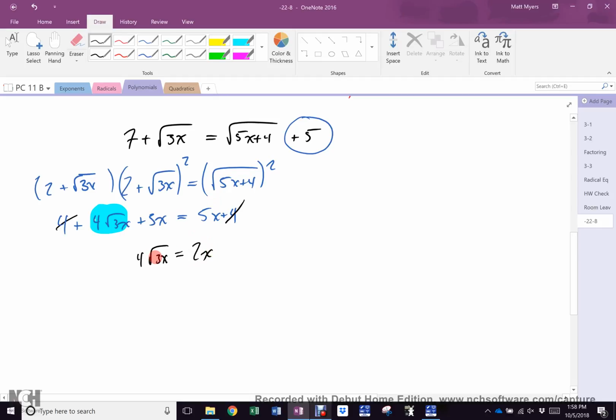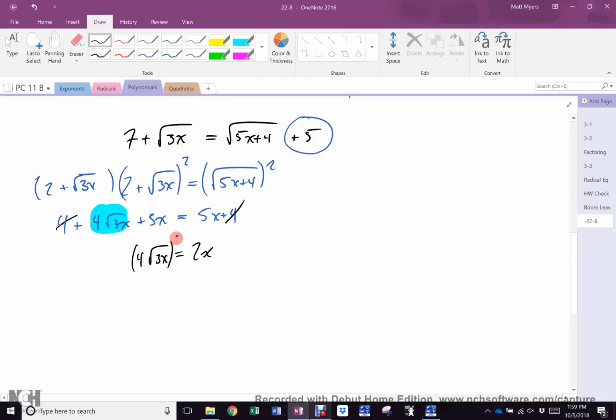Okay. Is this radical isolated? It's not, is it? It's not. So what should I do? I could divide by 4, couldn't I? But if I divide by 4, oh my God, what does that give me? A fraction. What are all of you going to do when that fraction comes in the room? Mini throw up. So, do I need to divide that 4 out of there?